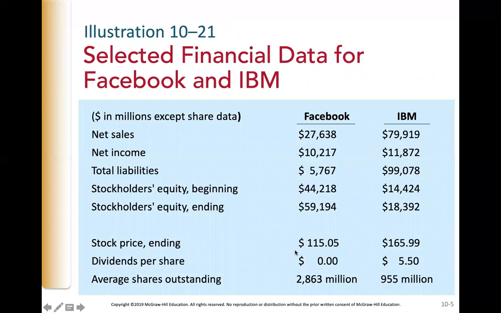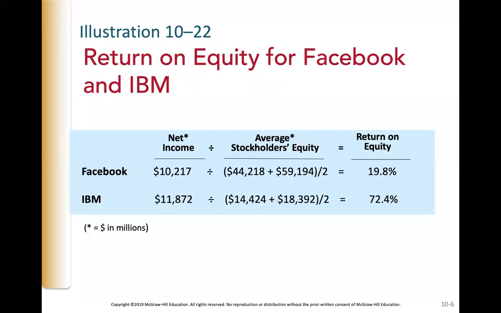Facebook has very low liabilities compared to IBM and very high stock equity compared to IBM. The stock prices you'll see listed below. Also notice, Facebook does not pay dividends, whereas IBM is paying $5.50 per share. And Facebook has almost 3 times as many shares outstanding as IBM. So just a little bit of looking at the information before we get started on some calculations.